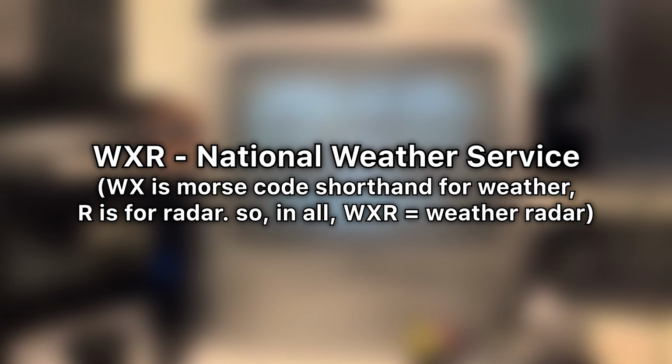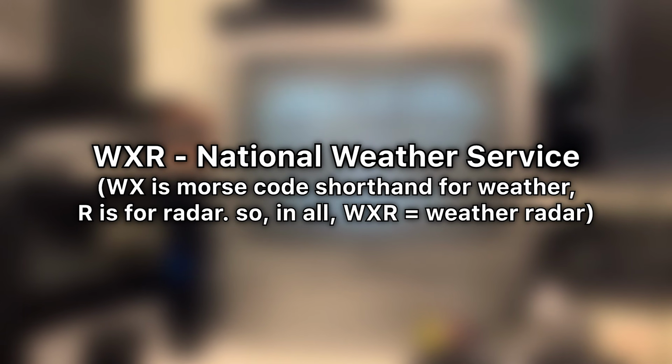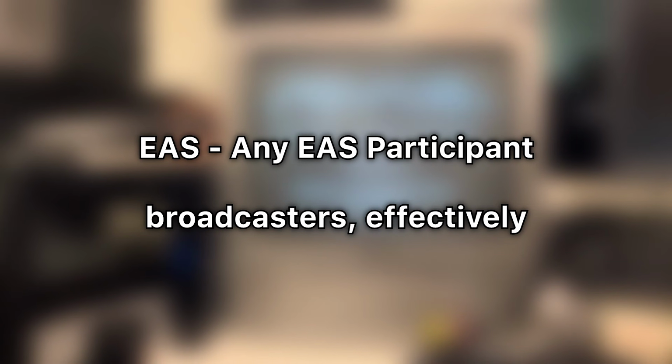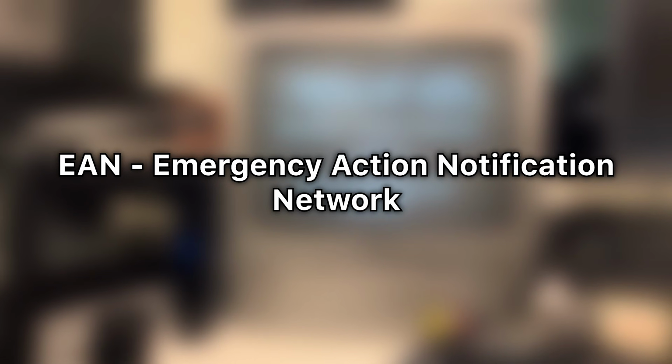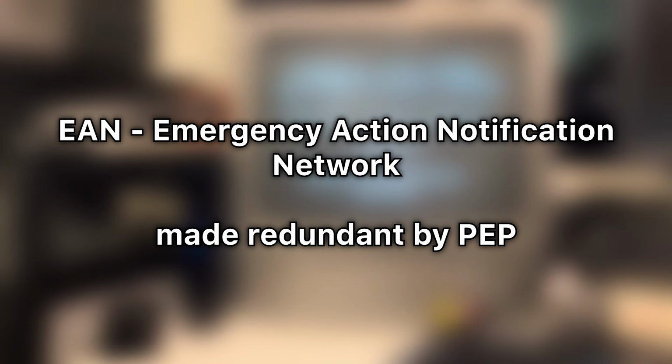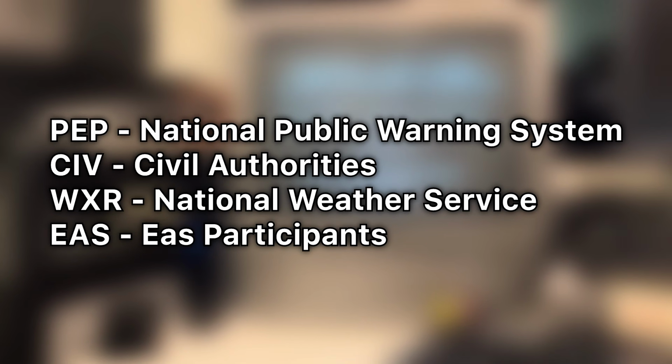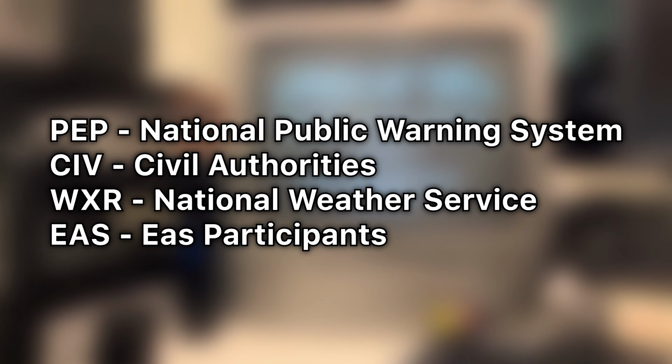Then there's CIV for civil authorities. These are for more local emergencies that happen, and can be issued by governors, local emergency management agencies, or local police and fire officials. Next up is WXR for the National Weather Service. As such, they alert for weather emergencies, probably the most common of actual alerts being issued. Then there's EAS, which is for any EAS participant. Mostly this is for the broadcasters themselves, issuing tests to make sure that their systems are functional and working. There's also EAN, the Emergency Action Notification Network, but that's been made redundant by the PEP system. But that's literally all who can make alerts. Everyone who can will fit into one of those categories.